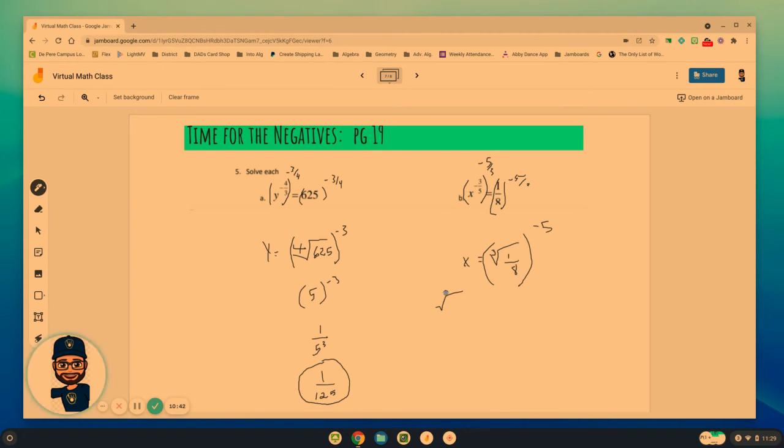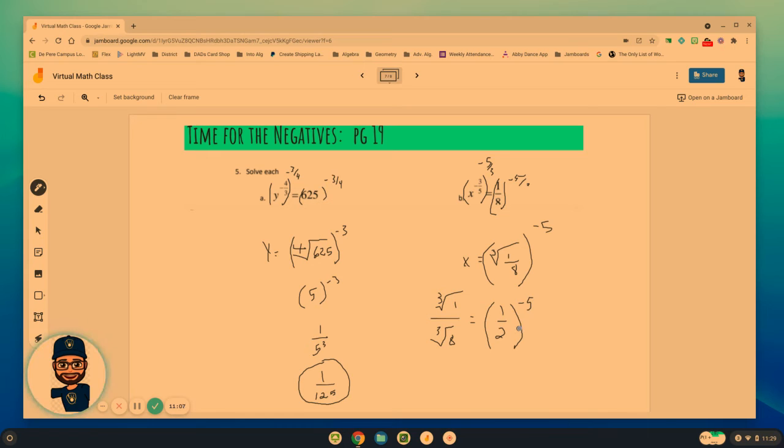That's like looking for the cubic root of 1 over the cubic root of 8. Cubic root of 1 is 1, and the cubic root of 8 is 2. So that inside parenthesis, cubic root of 1/8 is 1/2, and I'm raising 1/2 to the power of -5.